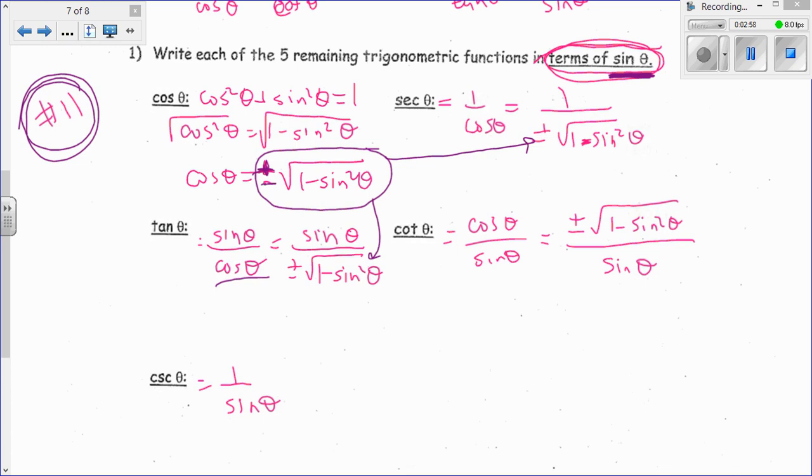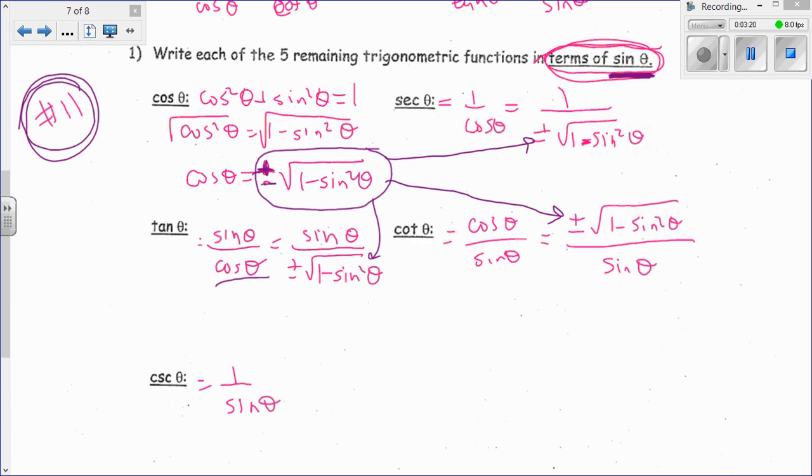And for cotangent theta, I have cosine theta over sine theta. And again, in place of cosine, I put plus or minus square root of 1 minus sine squared theta over sine. Most of the time, the directions will have you put it in terms of sine and or cosine.